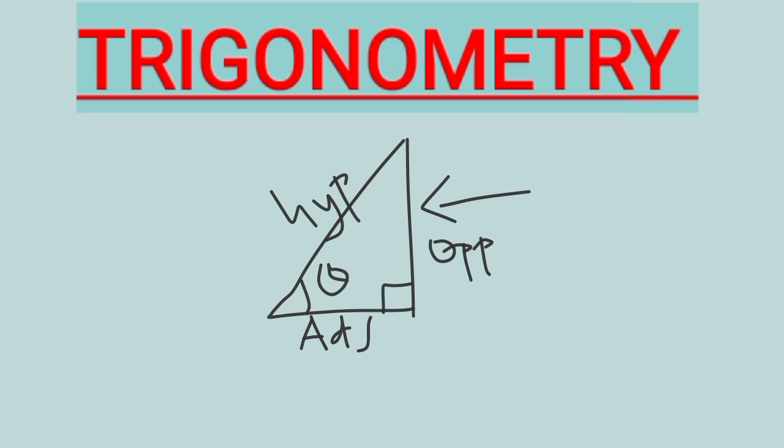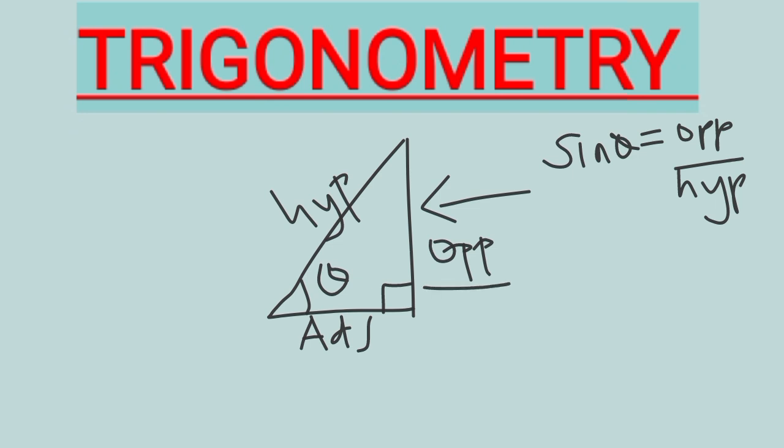For sin theta, we were finding that it is opposite over hypotenuse. If we divide the opposite side by the hypotenuse, we get the sine theta of the triangle. To find theta, you just find the inverse of that.